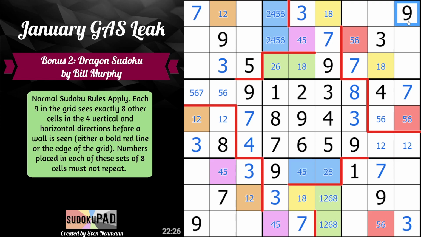Ah, and 9, here we go. 9 must see orange 1 2 somewhere in this set, right? It can't be anywhere here, which means orange 1 2 must go somewhere here. If one of these is the orange 1 2, that means this must be orange 1 2, and that means orange 1 2 is in one of these two cells here.